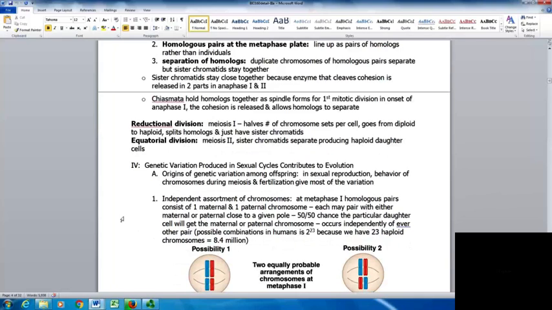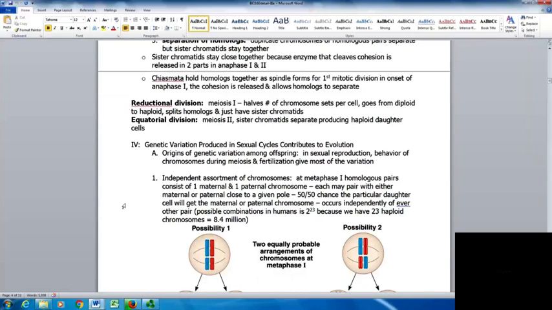So meiosis 1 and meiosis 2 are also known as a reductional and equatorial division. So the reductional division is meiosis 1. It halves the number of chromosome sets per cell. The cell goes from diploid to haploid, splits the homologs, and now you just have the sister chromatids. During meiosis 2, you have the equatorial division. Here the sister chromatids separate and produce the haploid daughter cells.